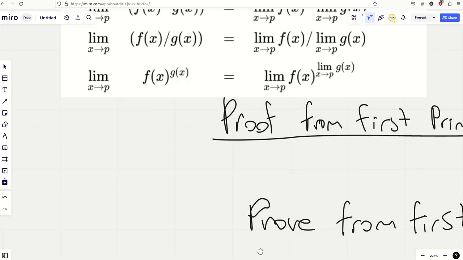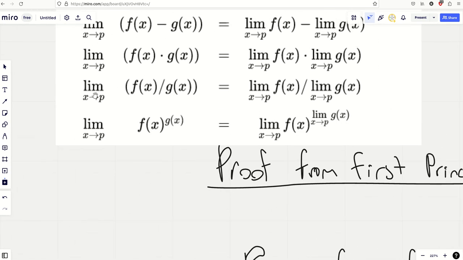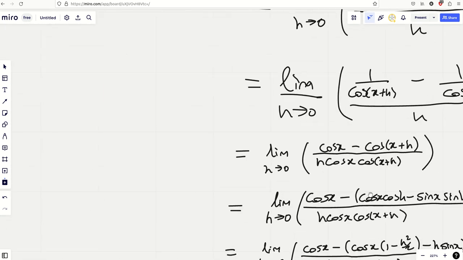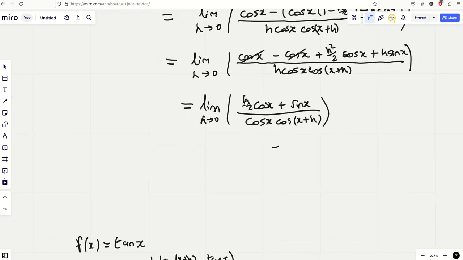In other words, yeah, if you've got a fraction and you're finding the limit of the fraction as x tends to a certain value, well, that's the limit as x tends to a certain value for the top divided by the limit as x tends to a certain value for the bottom. What that's saying to me is I can find the limit for the top and the limit for the bottom and then evaluate.